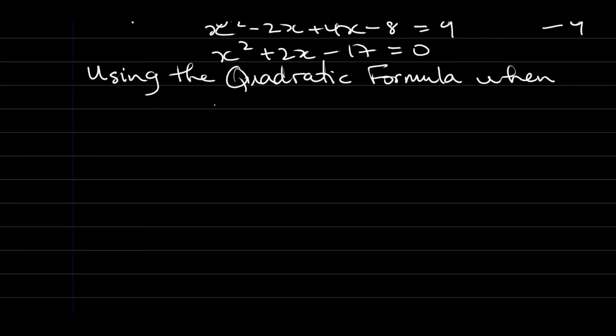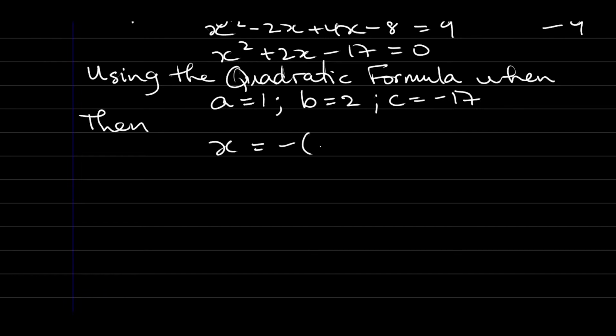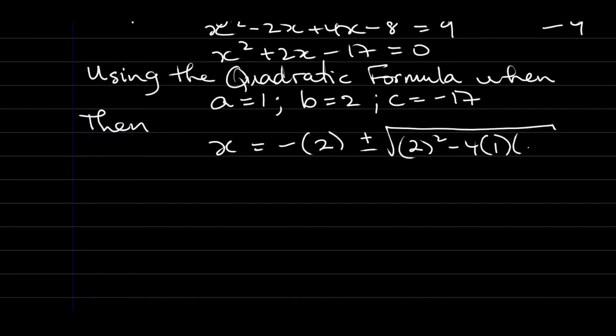When a is equal to 1, b is equal to 2, c is equal to minus 17, right? Then we can say that x would be equal to minus of b, which is 2, plus or minus the square root of b squared, which is 2 squared, minus 4 into a, which is 1, into c, which is negative 17. Close the bracket. Divide all of that by 2 into a, which is 1.